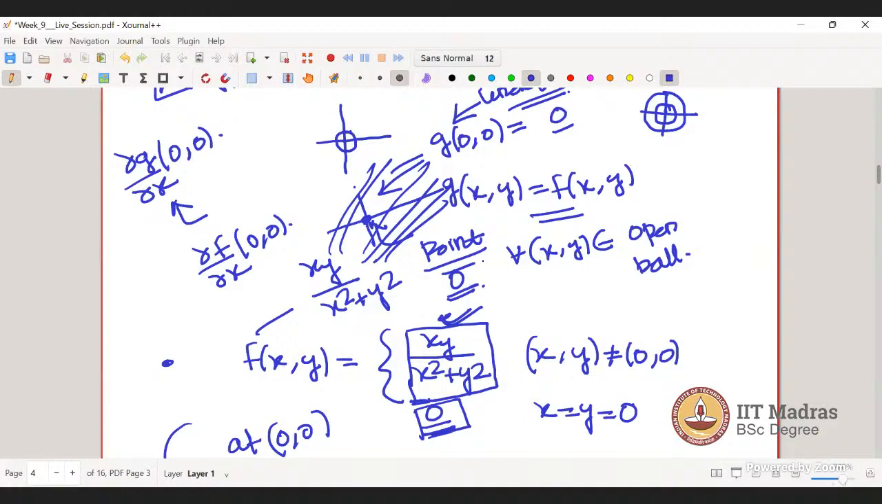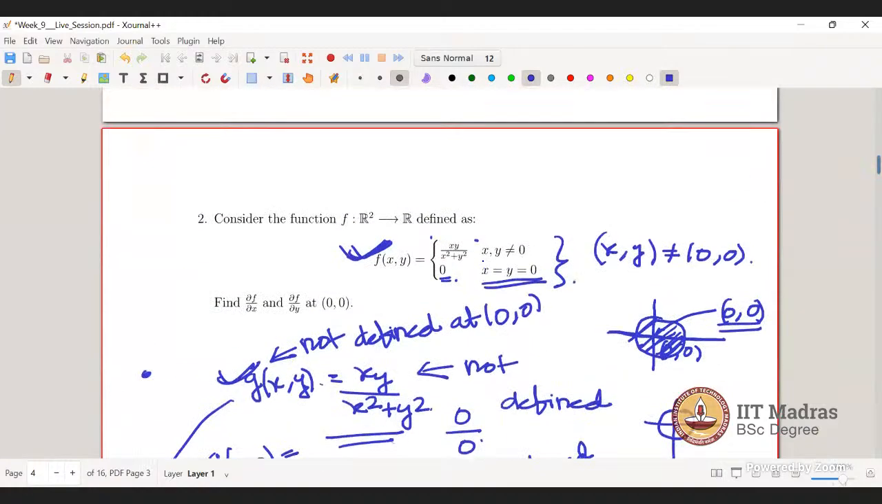So the given function is equal to 0 at 0, 0. Yes, this is how we define it. The partial derivative also will be 0? Yeah, probably, mostly it will be 0.